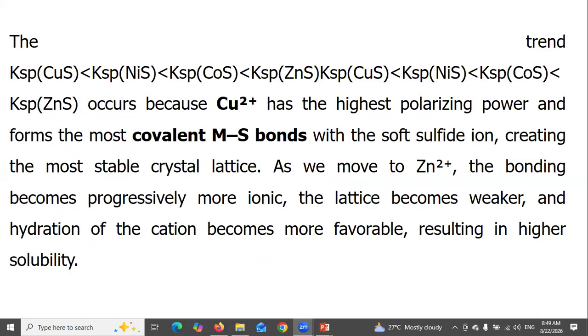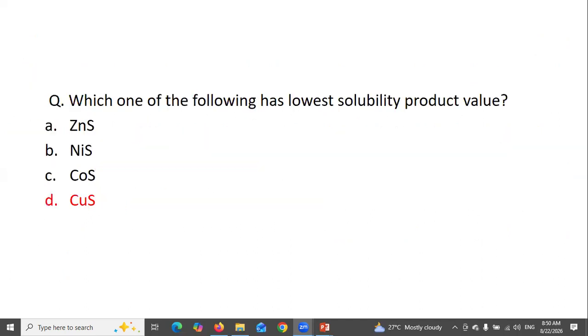So solubility follows this order because copper ion has the highest polarizing power and forms the most covalent metal-sulfur bonds with the soft sulfide ion, creating the most stable crystal lattice. As we move to zinc, the bonding becomes progressively more ionic, the lattice becomes weaker, and hydration of the cation becomes more favorable, resulting in higher solubility. So the correct option is option D.